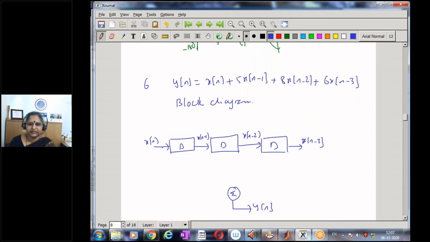My x of n is one of the inputs to the adder. Another input to the adder is x of n minus 1, but that is multiplied by a gain of 5. I have x of n minus 2, which has a multiplying factor of 8. And I have x of n minus 3, which has a multiplying factor of 6.